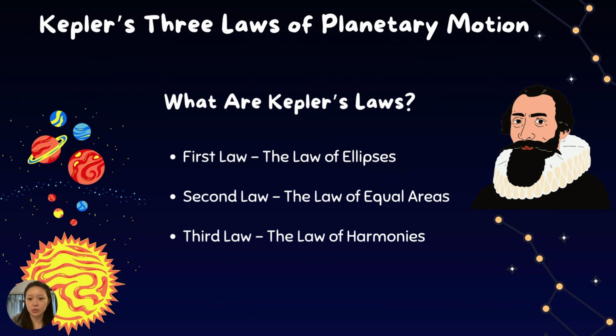What are Kepler's laws? Kepler's laws describe how planets move around the Sun. There are three laws. The first one is the law of ellipses. Planets move in oval orbits. The second one is the law of equal areas. That means planets sweep out equal areas in equal time. The last one is the law of harmonies. The time it takes to orbit is related to distance.